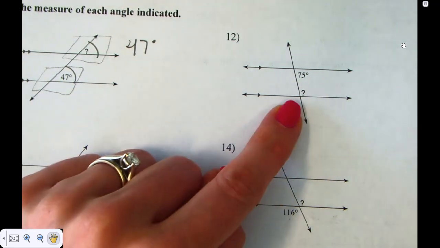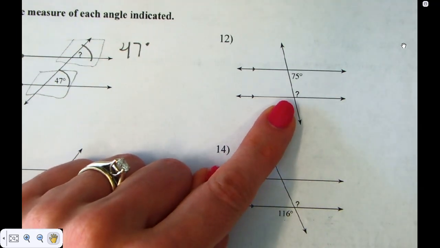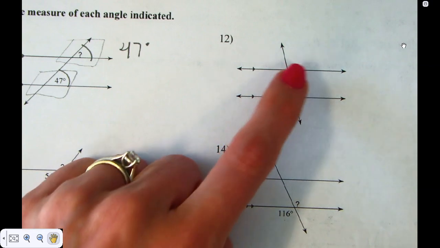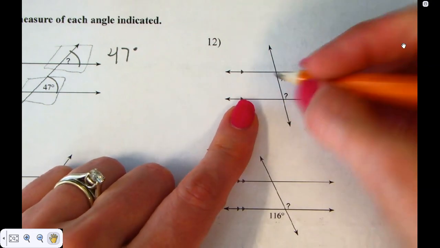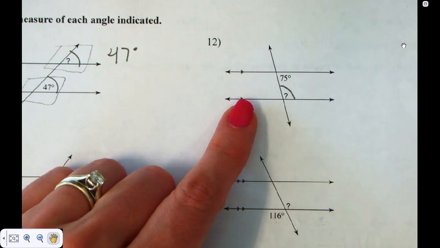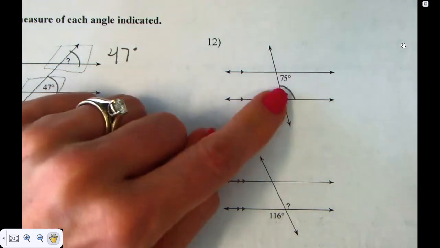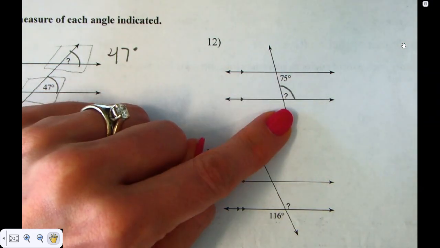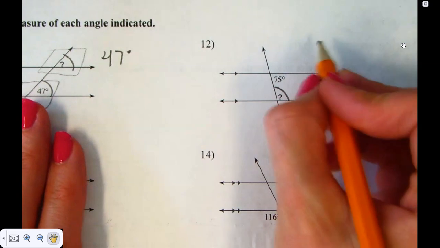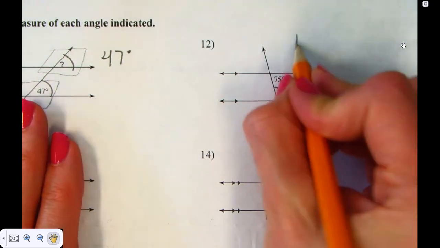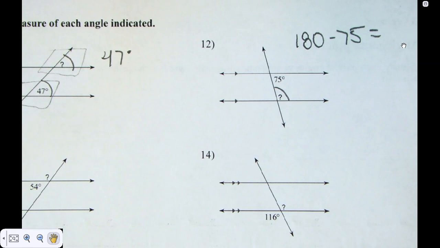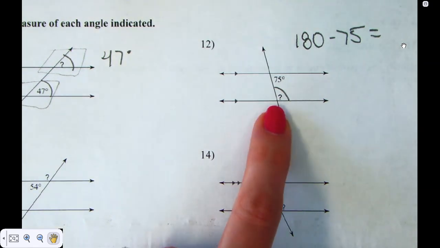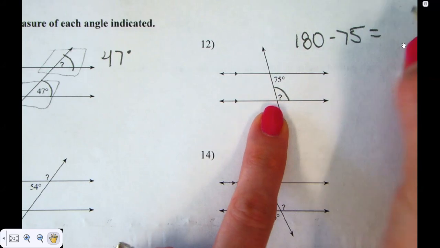I have 2 interior angles, and I notice they are not alternate, so they are not going to be congruent to each other. They will, however, add up to 180 degrees. So if I'm given one angle and I need to find the other, I'm going to subtract from 180. When we do this, we find that the angle is 105 degrees.